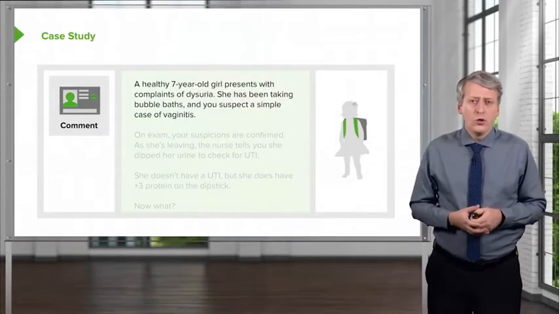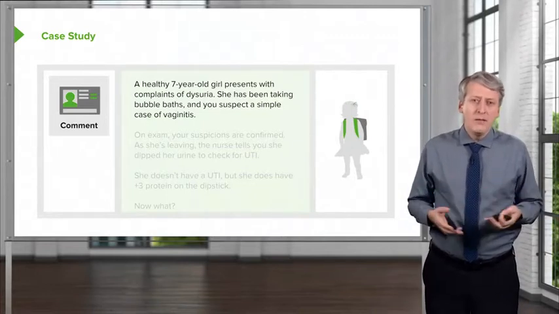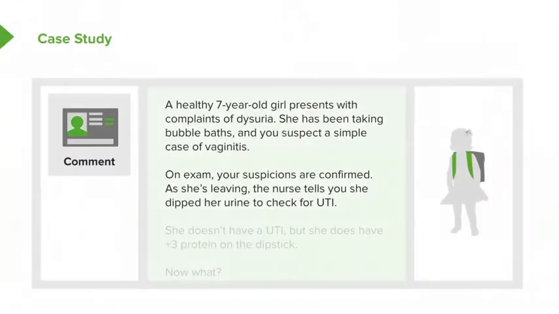A 7-year-old girl presents with complaints of, say, dysuria. She has been taking bubble baths and you suspect this is a simple case of vaginitis. On exam, your suspicions are confirmed, and as she's leaving, the nurse pulls you inside and says, wait, not so fast. We had dipped her urine to check for UTI, and she doesn't have a UTI, but we did notice she has +3 protein on her dipstick.